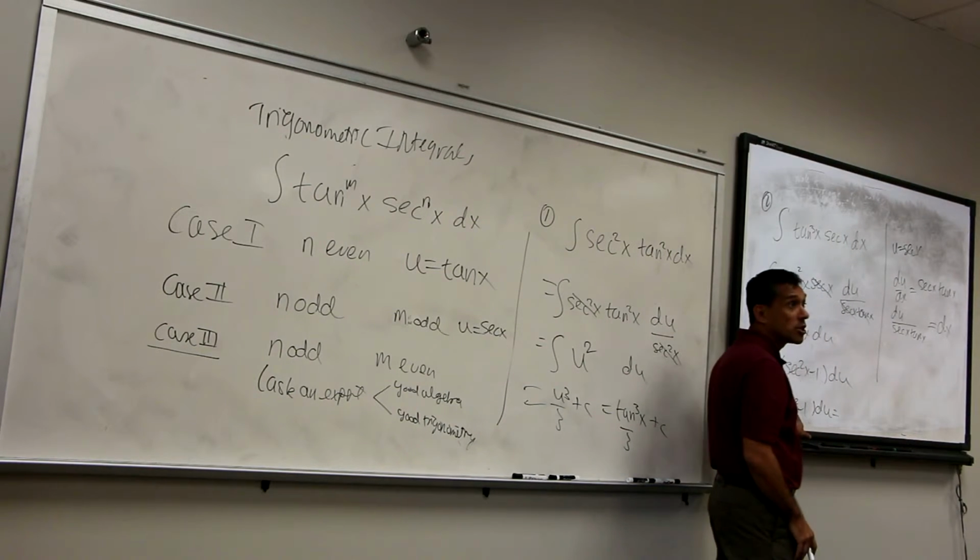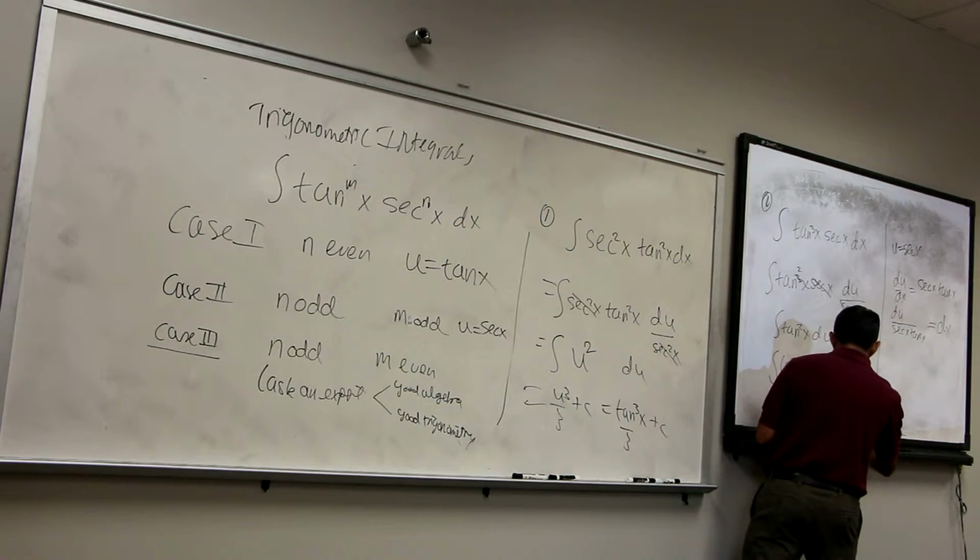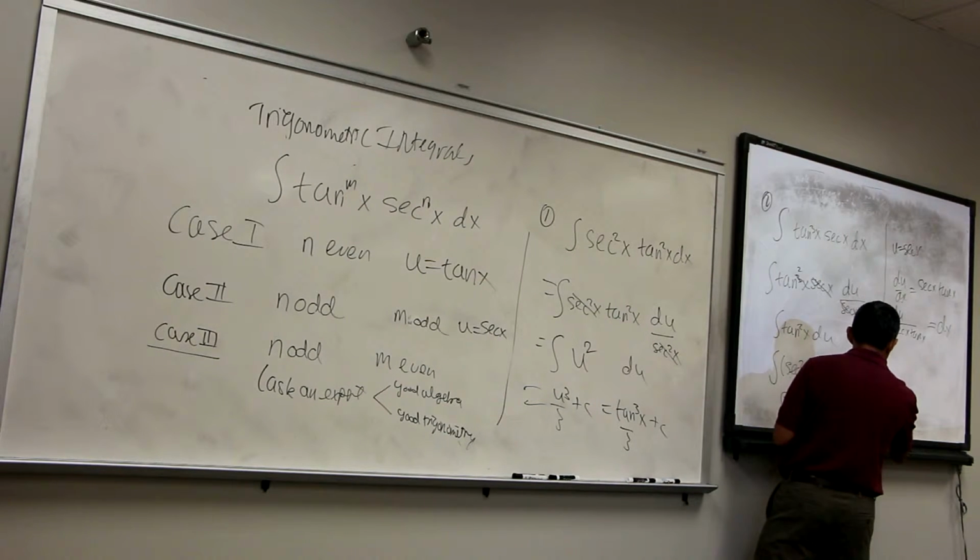What is the antiderivative of this? u cubed over 3 minus u plus c. u being what?